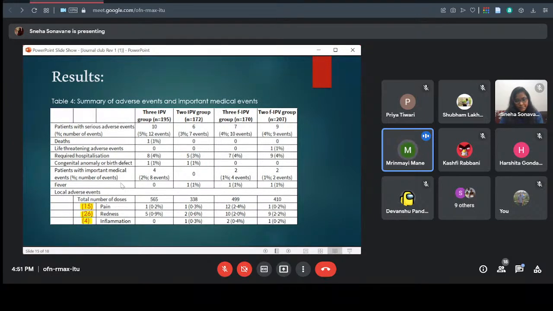So in this study, no adverse reaction within 30 minutes of vaccination was observed. One infant in the 3 IPV group died because of shock and cardiorespiratory arrest, but this was not considered to be causally associated with the study. When we combine the local adverse events for all 4 of the groups, a total of 15 cases of pain, 26 cases of redness, and 4 cases of inflammation were reported. But none of the serious adverse events or important medical events were considered to be causally associated with the vaccination. Next slide.